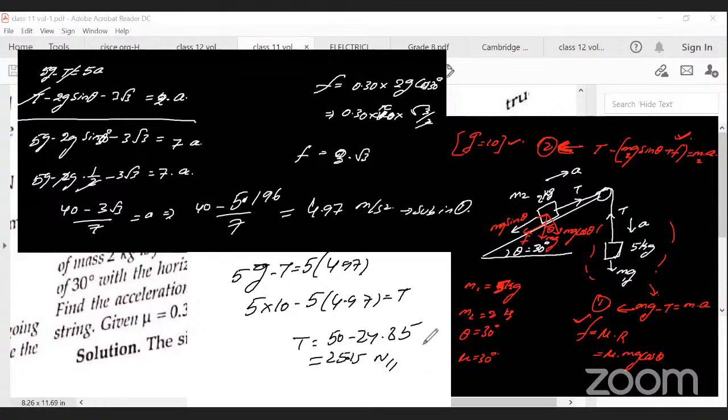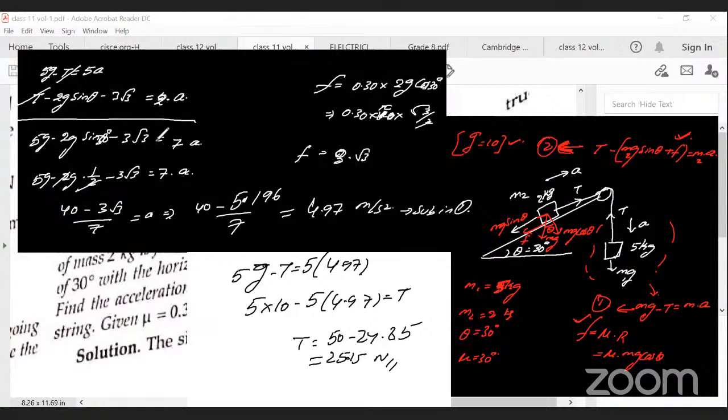Sir, I got a as 50 minus 4.89 divided by 7. Minus g, is it right? Here sin 30 is there. Sin 30 is 1 by 2. 1 by 2, 2 will be there. mg common, sir.